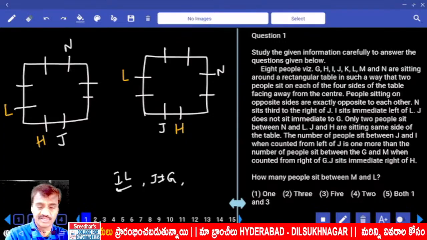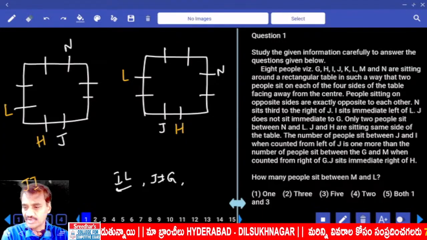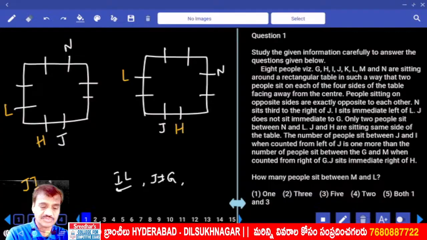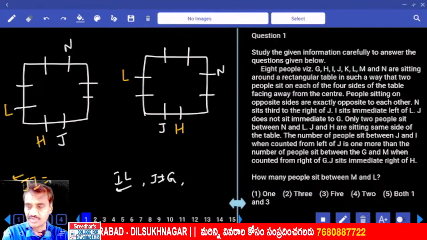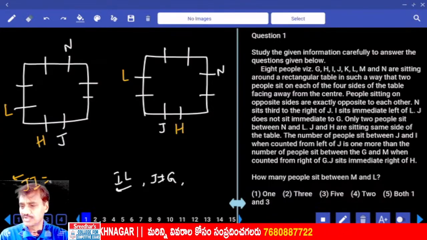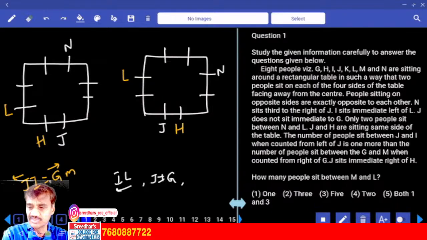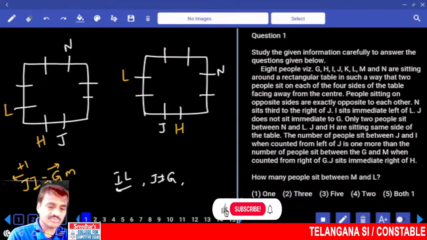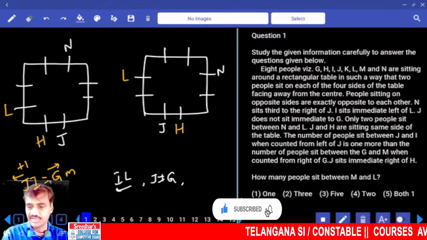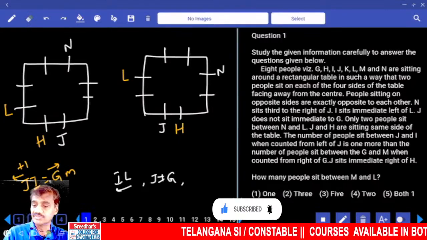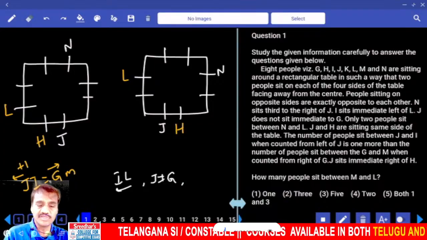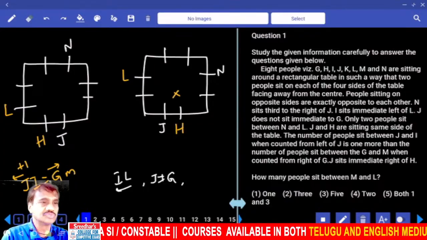The number of people between J and I when counted from the left of J is 1 more than the number of people between G and M when counted from the right of J. Clear? The number of persons sitting between J and I, counted from the left of J, is 1 more than that between G and M to the right. And J sits to the immediate right of H. Now J is to the immediate right of H, and this case is ruled out.